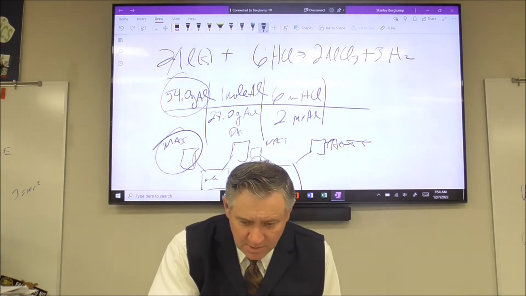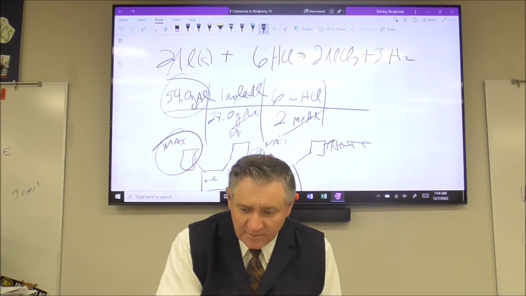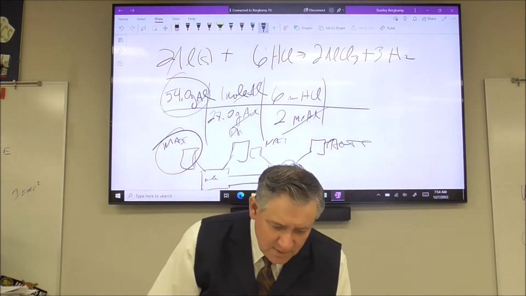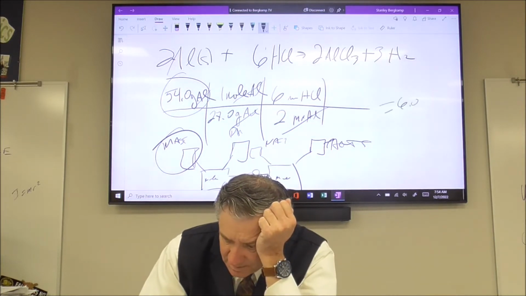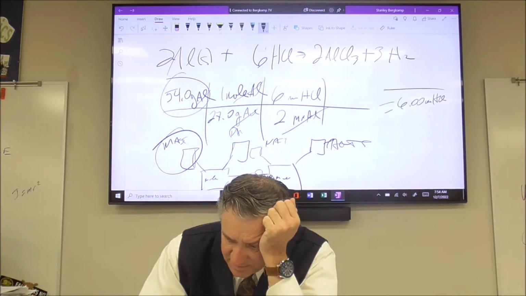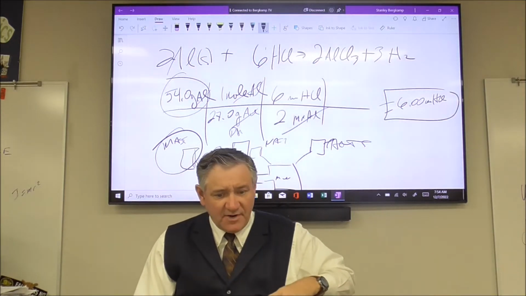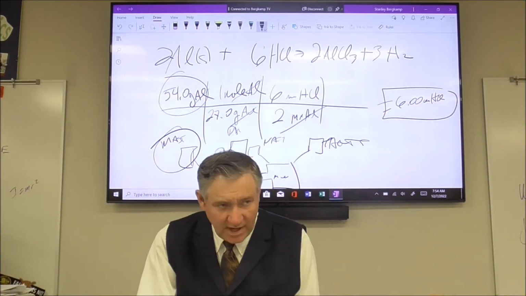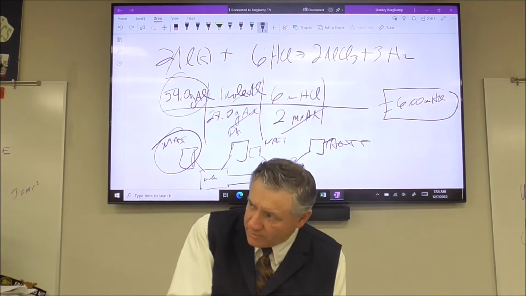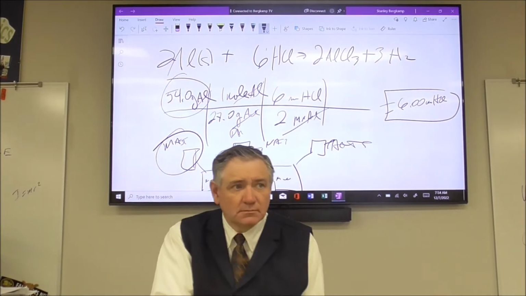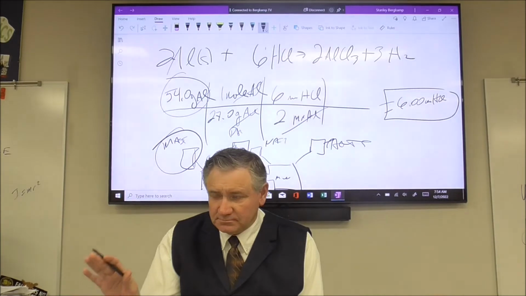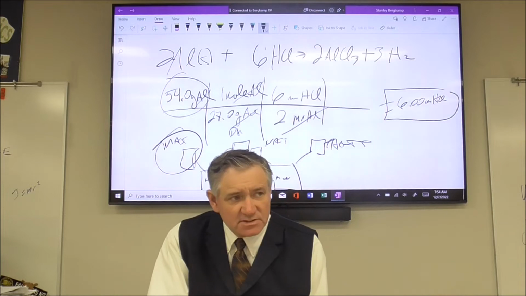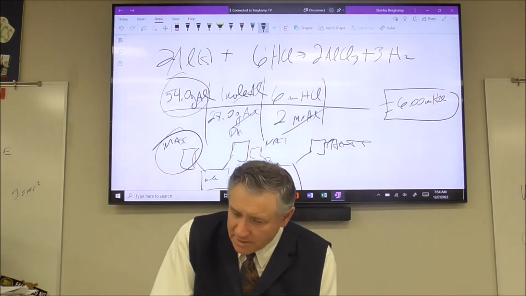I'm done at that point, because my grams of aluminum will cancel out, my moles of aluminum will cancel out, and I get moles of hydrochloric acid. So if you do this, you get 6 moles of hydrochloric acid. What that means is if I have 54 grams of aluminum, I have to have 6 moles of hydrochloric acid to react with those 54 grams. Everybody cool with this? Like I said, this is not difficult. You can do it. Just don't try to get cute and shortcut it.